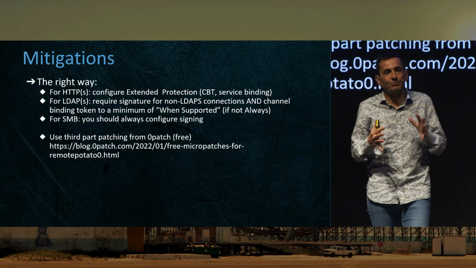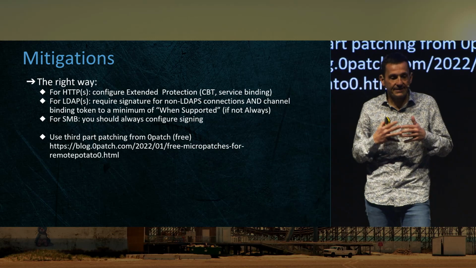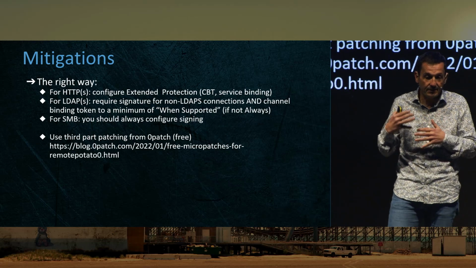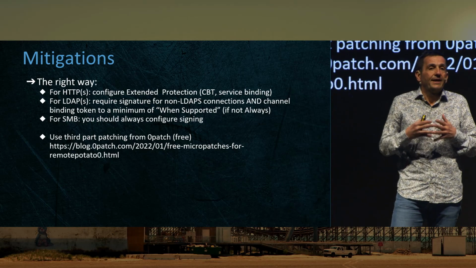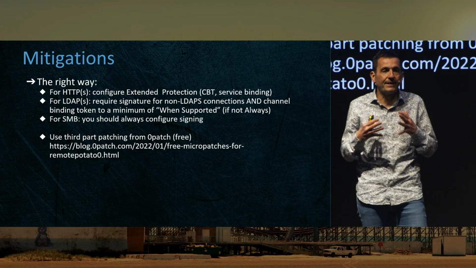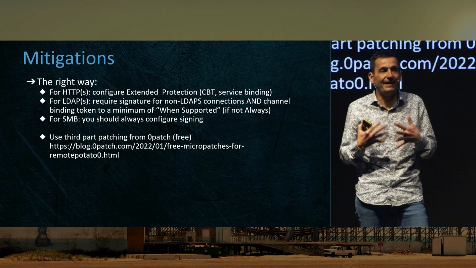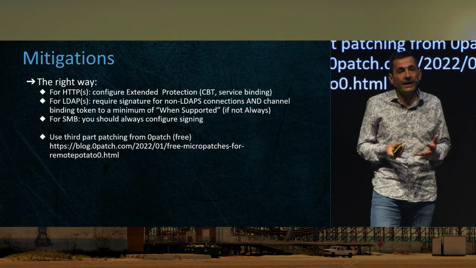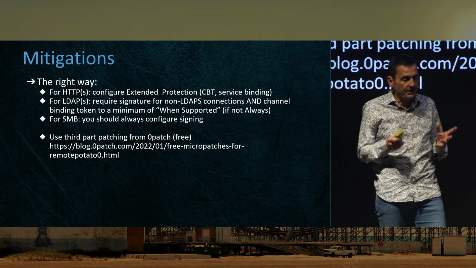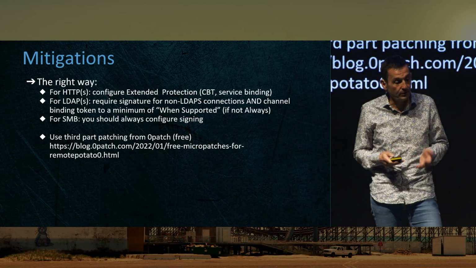So what can we do? Well, the right way is what Microsoft recommends. So enable signing on SMB, enable extended protection for authentication, channel binding, and so on. So hardening is possible. You just need to configure it, but monitor it before, because you can have old legacy applications that will then have problems working. Otherwise, you could also use a free patch for RemotePotato, which is delivered by 0patch. It will inhibit the RemotePotato exploit.